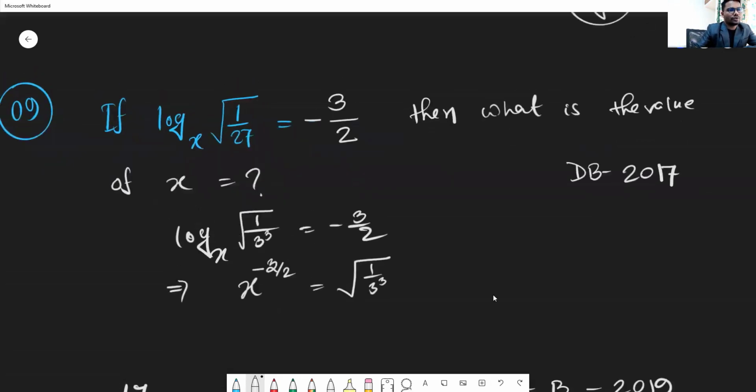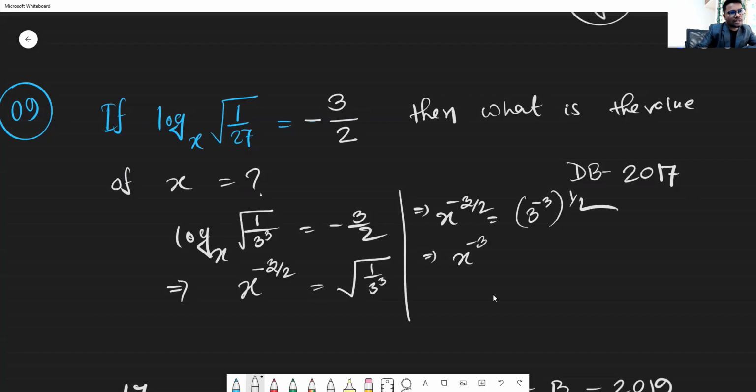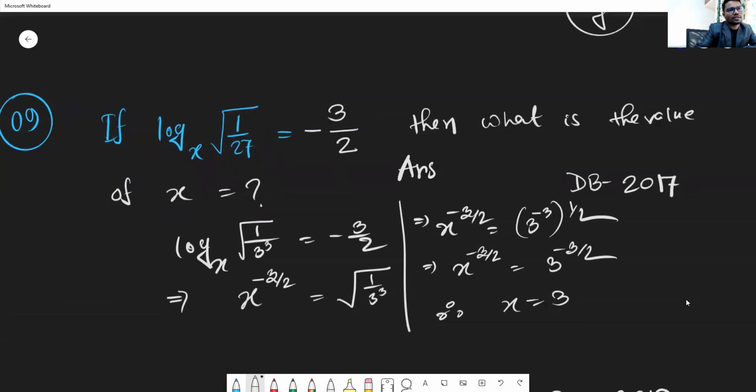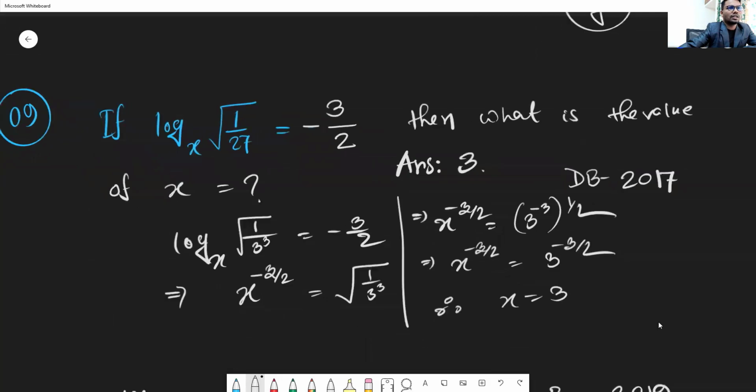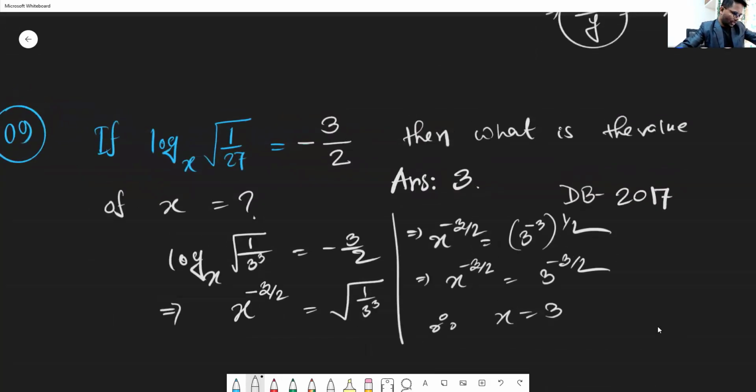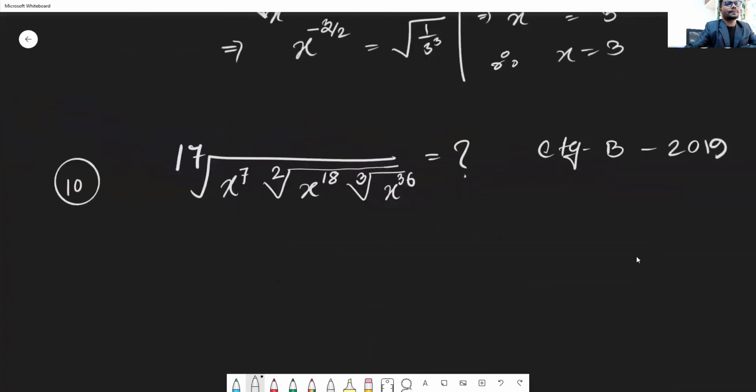So now x to the power minus c by 2 equals 3 to the power minus c, and root means 1 by 2. So x to the power minus c by 2 equals 3 to the power 3 by 2. Definitely we can write x equals 3 because their powers are the same. So what is the value of x? This question's answer is 3. Now let's see the next question, Chittagong Board 2019.